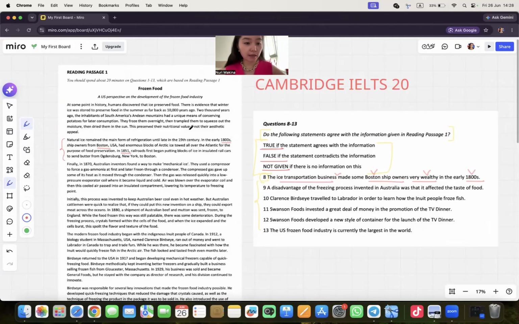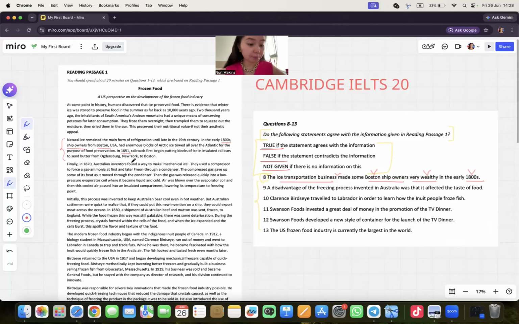Natural ice remained the main form of refrigeration until late in the 19th century. In the early 1800s, the ship owners, yes, we have ship owners from Boston, USA, had enormous blocks of Arctic ice towed all over the Atlantic for the purpose of food preservation. In 1851, railroads first began putting blocks of ice in insulated rail cars to send butter from Ogdensburg, New York to Boston.